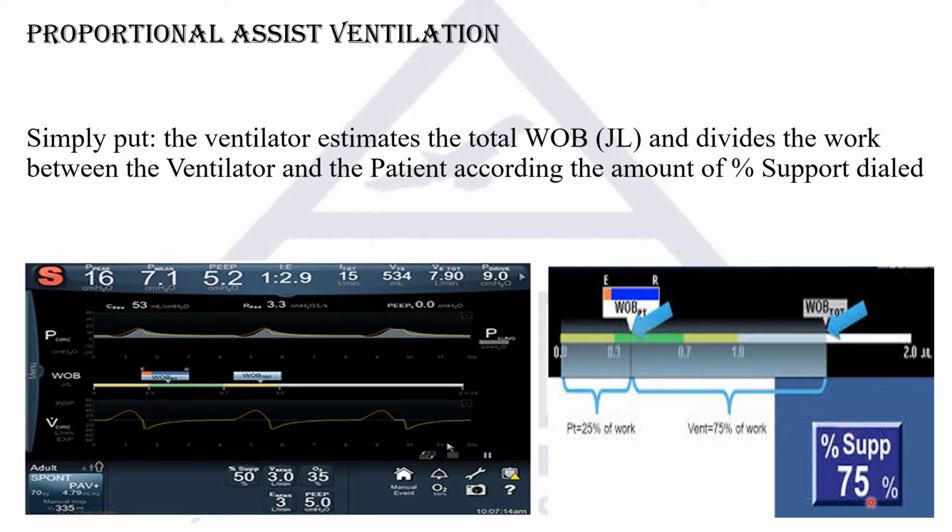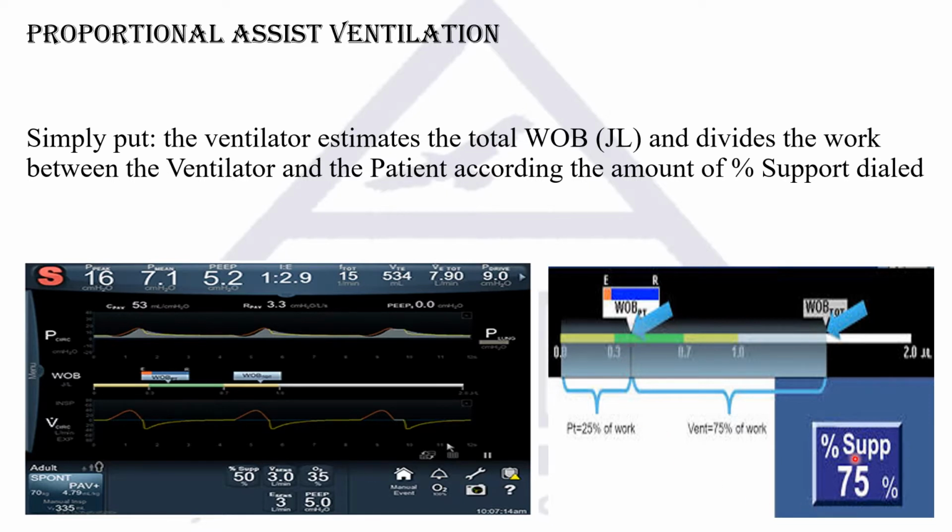The dial support was 75, so the patient is doing 25% of the work, the ventilator is doing 75% of the work, and it shows you about 0.4 joules per liter that the patient is doing. It even puts that yellow curve that's within the normal range for the total work, and that green line is within the normal work of breathing of the patient.